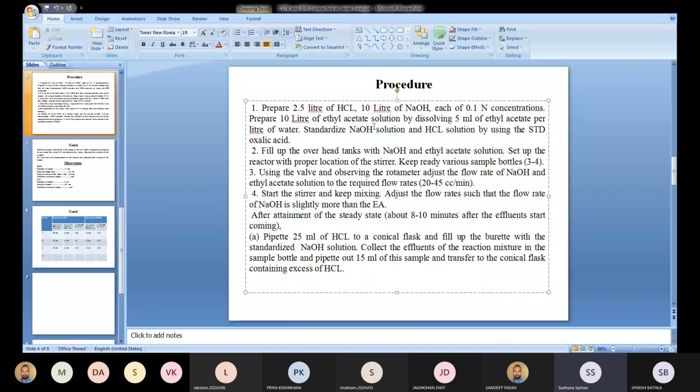And ethyl acetate of the same normality, suppose 0.1 normal and 0.1 normal, and this we also make 0.1 normal concentration. How can we make this solution of ethyl acetate?